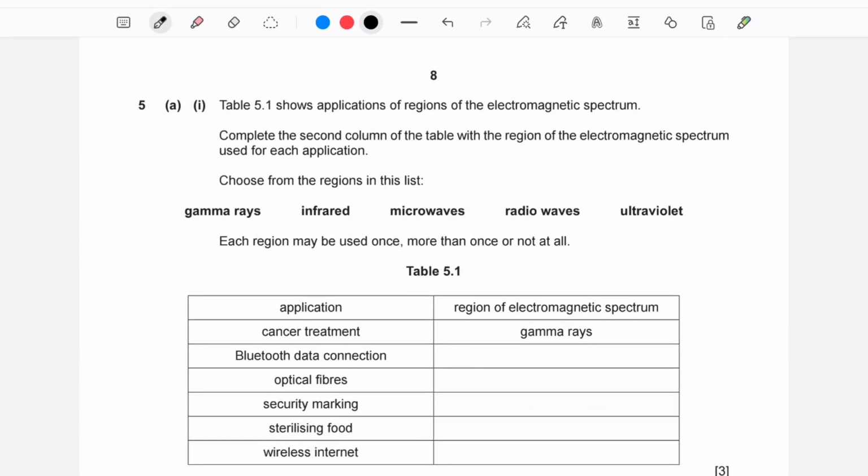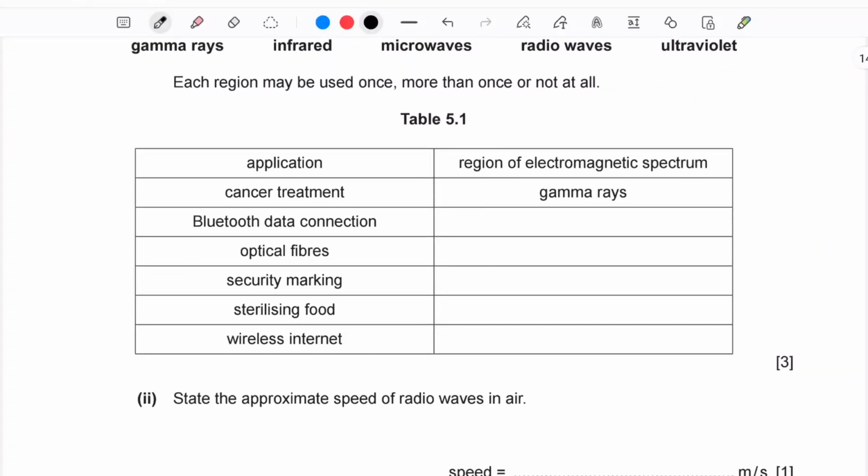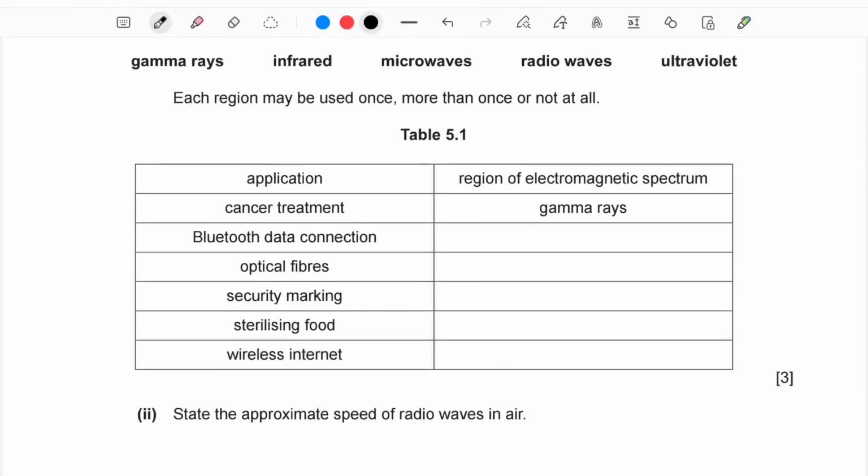Question 5. Table 5.1 shows a region of an electromagnetic spectrum. Complete the second column of the table with the region of the electromagnetic spectrum used for each application. Choose the correct regions in this list. Each region may be used once, more than once, or not at all. Okay, so the first application is cancer treatment, and the region is gamma rays.